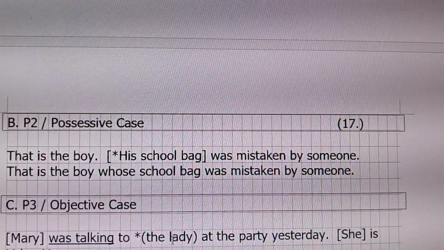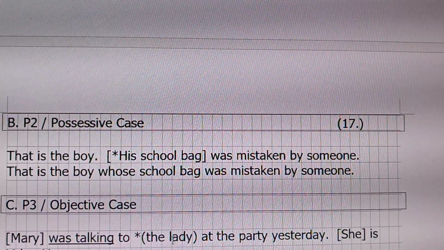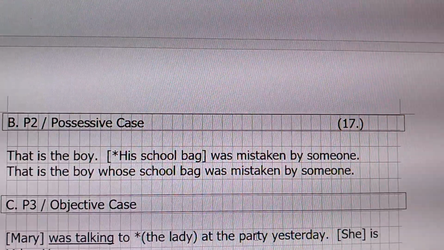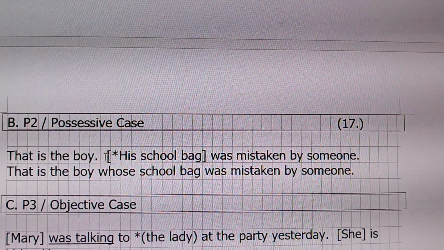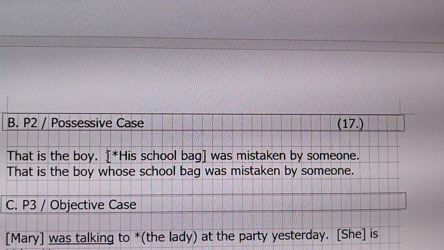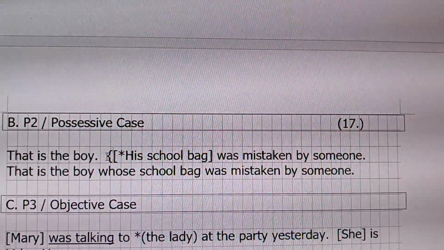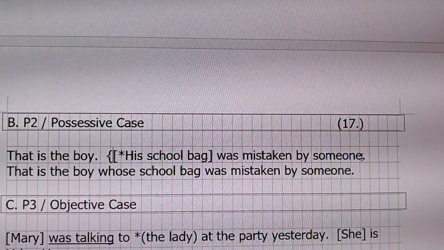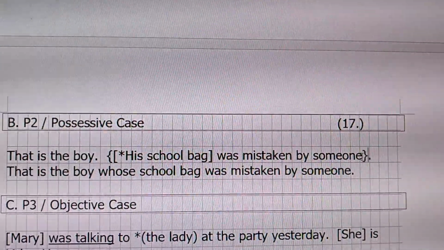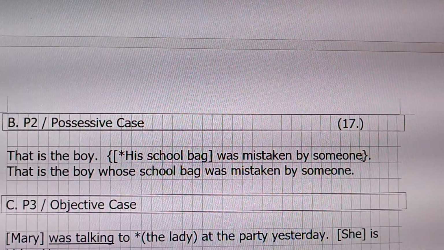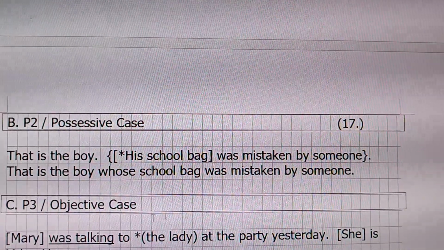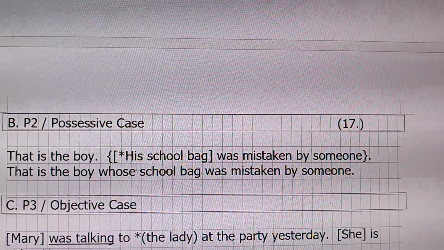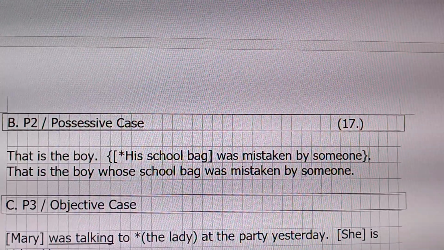Okay, so possessive case, that is the boy. His school bag was mistaken by someone. Look, his, of course you use whose. So immediately you know this should be used as a subordinate clause. So that is the boy. You press right after the boy, right? His school bag means whose school bag. You change his into whose. The rest you just copy.